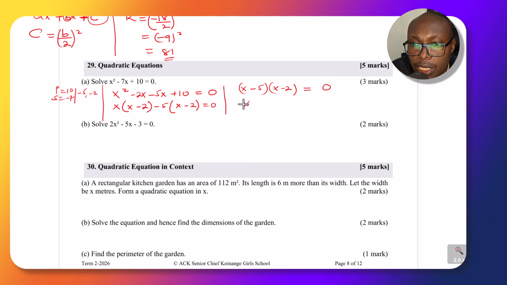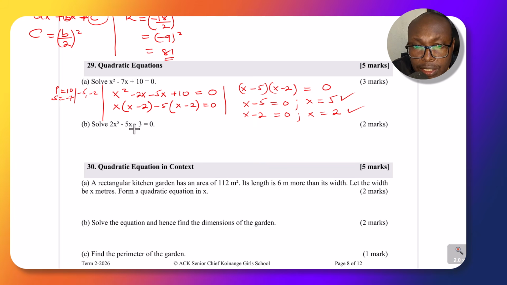So that means it is either x subtract 5 equals 0, and in this case x will be 5, or x subtract 2 equals 0, so here x equals 2. So those are the solutions: x equals 5 and x equals 2.